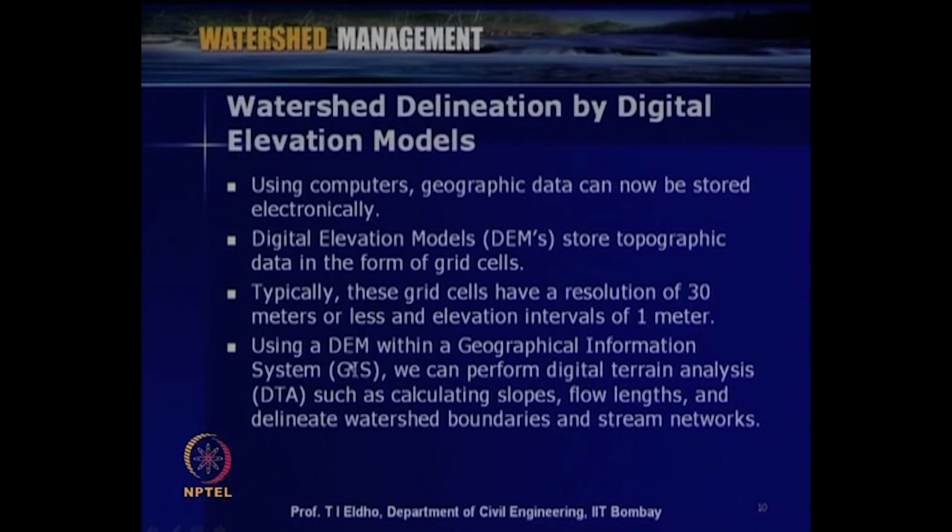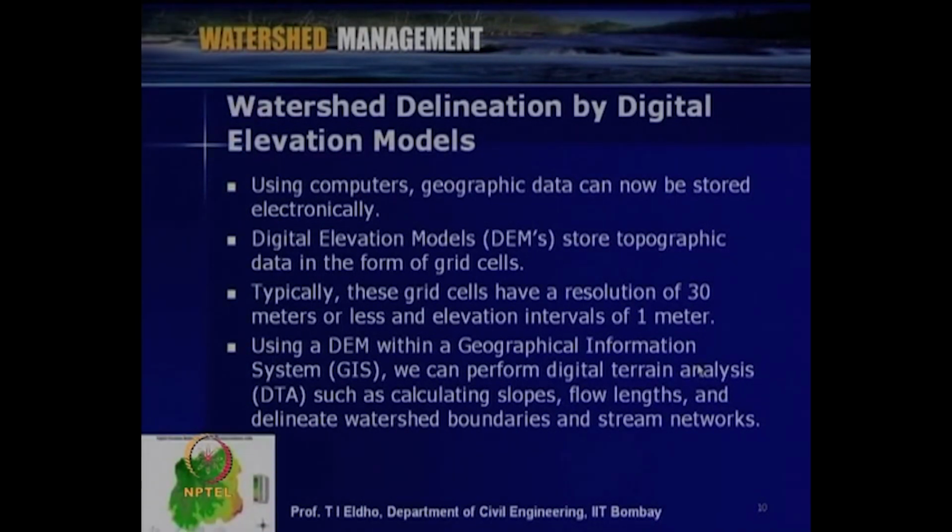So, with what is called DTA, we can get much better information in a very scientific way by using digital terrain analysis, such as calculating slopes and flow lengths, and we can delineate watershed boundaries and stream networks. So, this is now very much used by most hydrologists.